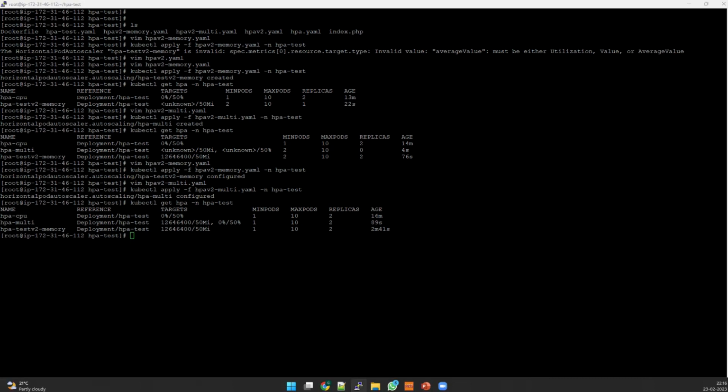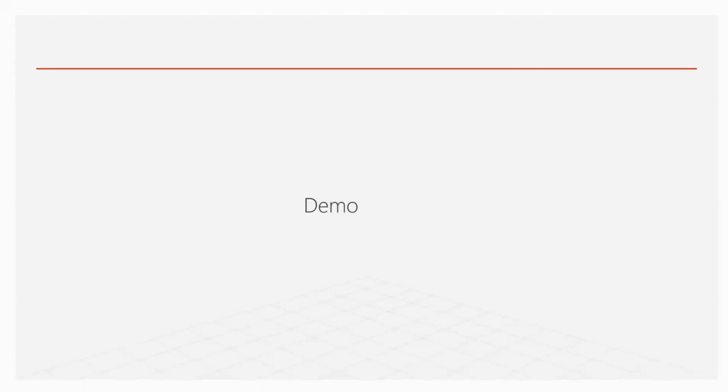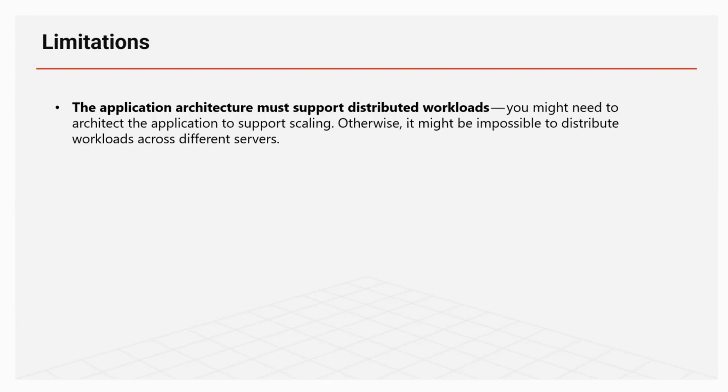And now let's go back to the presentation. In this, we're going to see what the limitations of HPA are. We should always understand that, because that's how we can plan to use the HPA, right? And what are the limitations? The first thing is that the application architecture must support distributed workload. Let's say you have an application which is capable of running only one pod. In that case, you should not use the horizontal pod autoscaler, because that will break your application.